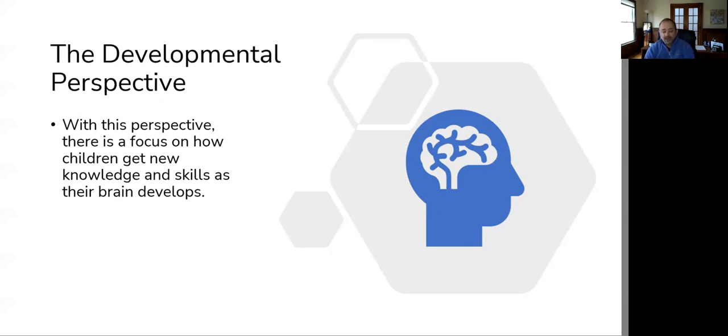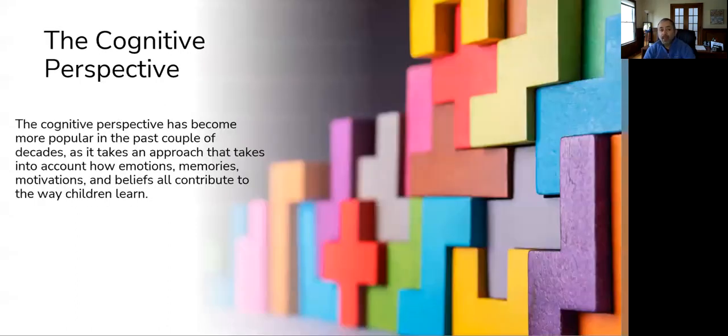So even the name developmental perspective gives you an idea that it has to do with the development of children when it comes to learning. The cognitive perspective was the third one, the perspective that has become more popular in the past couple of decades, and it takes an approach that accounts for how emotions, memories, motivations, and beliefs all contribute to the way children learn. So that's the cognitive perspective.